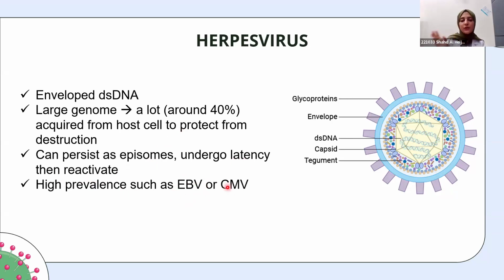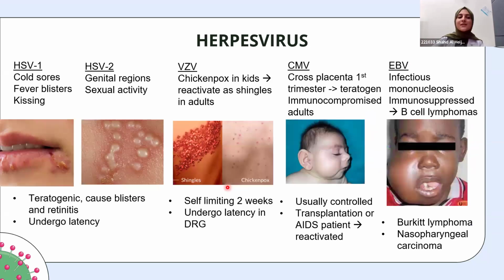Now we're going to talk about each one of them and the infections they cause in the next slide. Those are the major herpes viruses we need to know. Starting with HSV1. HSV1, basic appearance would be cold sores and fever blisters, and it's transmitted by kissing. So we said by direct contact. Either skin lesions or saliva will transmit HSV1.